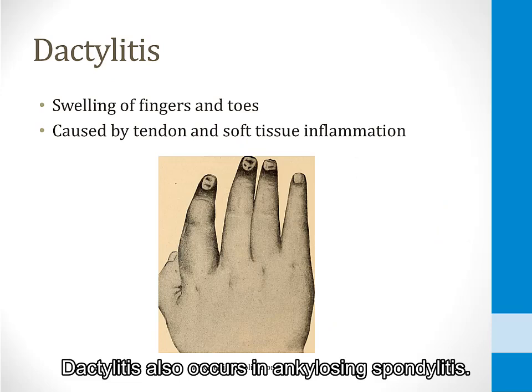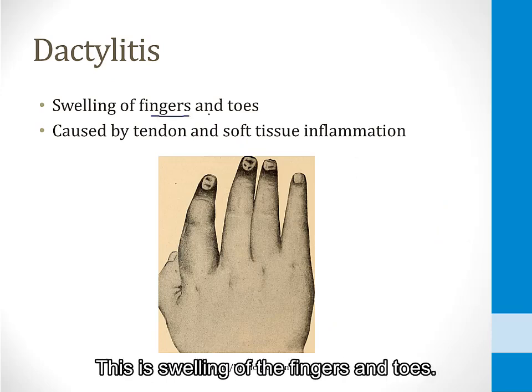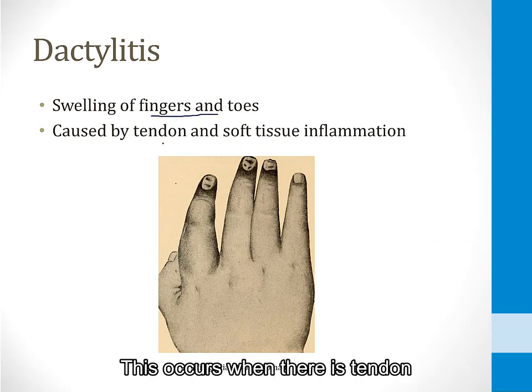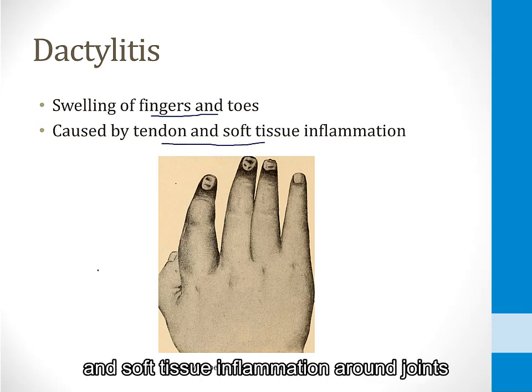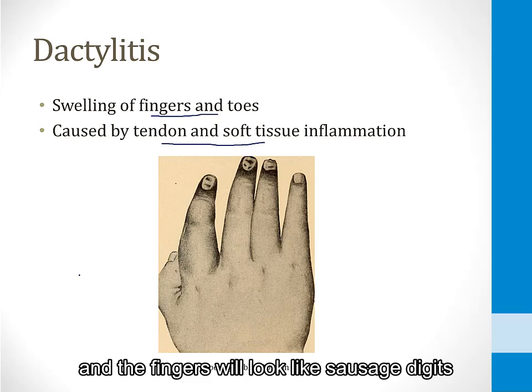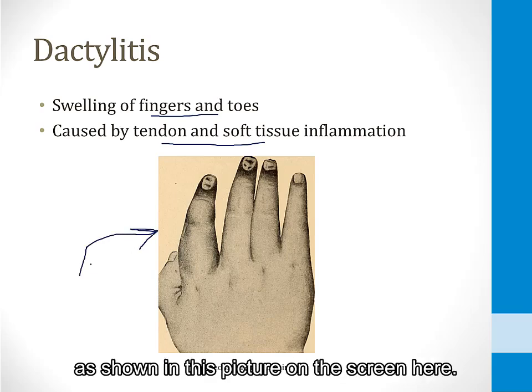Dactylitis also occurs in ankylosing spondylitis. This is swelling of the fingers and toes. This occurs when there is tendon and soft tissue inflammation around joints, and the fingers will look like sausage digits as shown in this picture on the screen here.